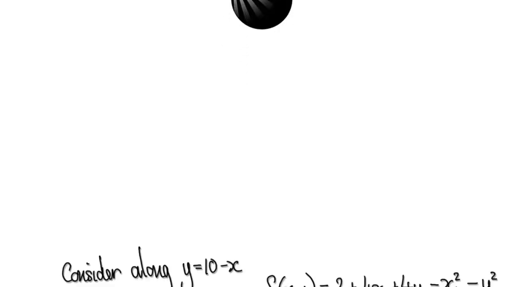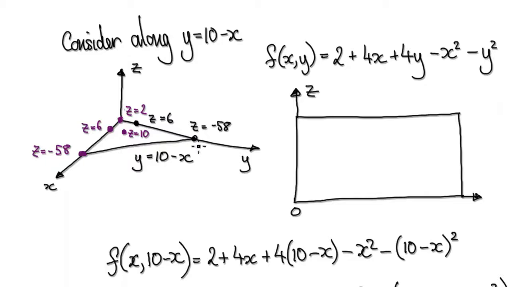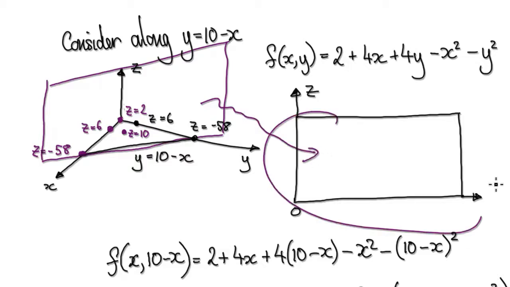Following on from our previous video, we got to this stage where we need to consider our sheet of paper going along this diagonal line. So our vertical sheet of paper looks something like this. We need to figure out what the sheet of paper will look like when it intersects with the surface itself.